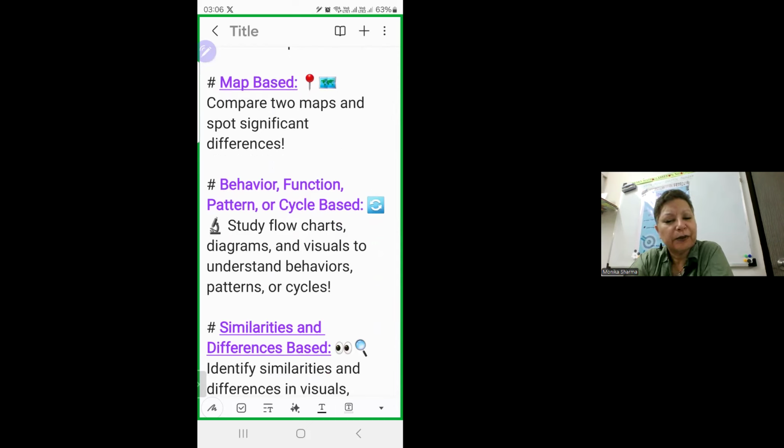Coming next, you have the behavior, function, pattern, or cycle based. Again, there may be flowcharts, diagrams, visuals. You have to understand the behaviors and then interpret.